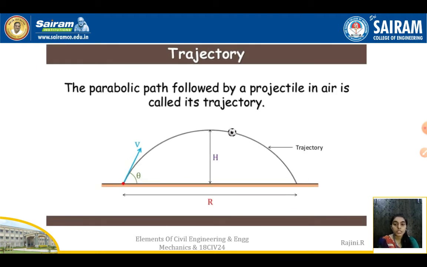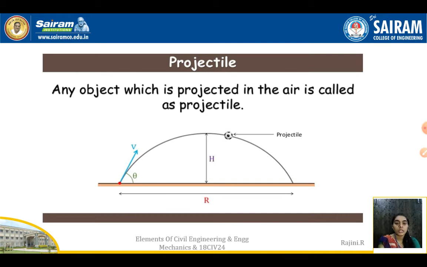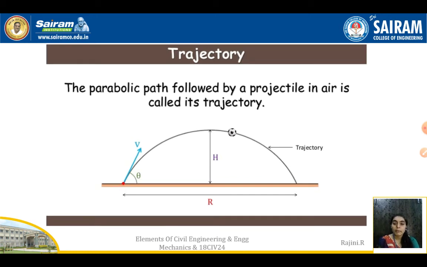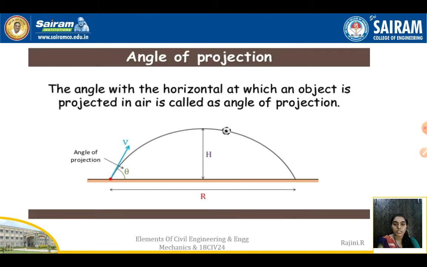Trajectory, okay, the first one is trajectory. Here you can see only the projectile part. Projectile means the object which you are throwing, that is a ball or a stone or whatever. Trajectory: the parabolic path followed by a projectile in the air is called the trajectory. So trajectory is just a path from one place to another place. When we are throwing anything, that path we call the trajectory.